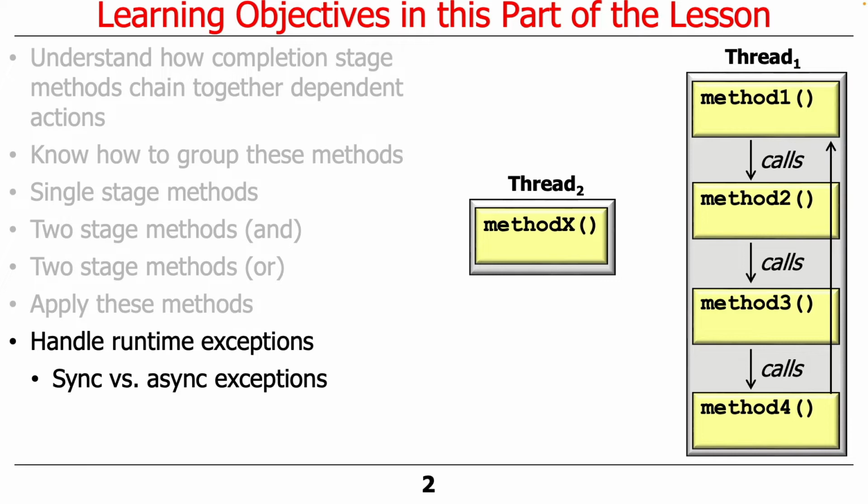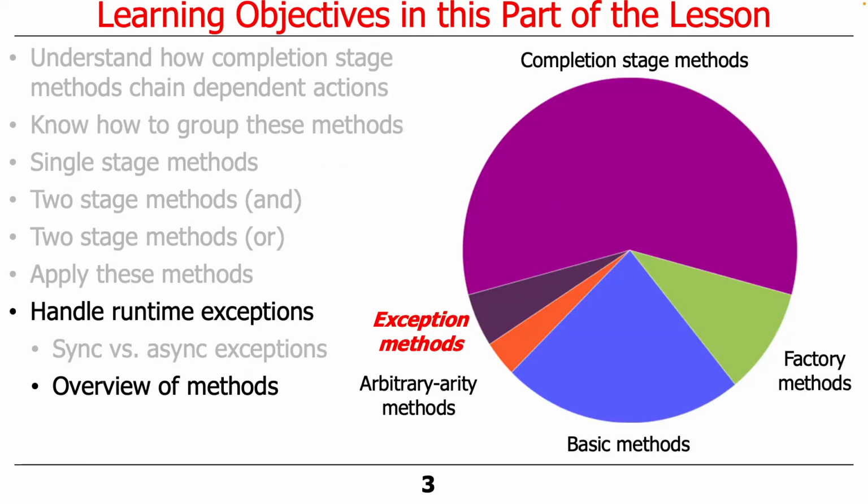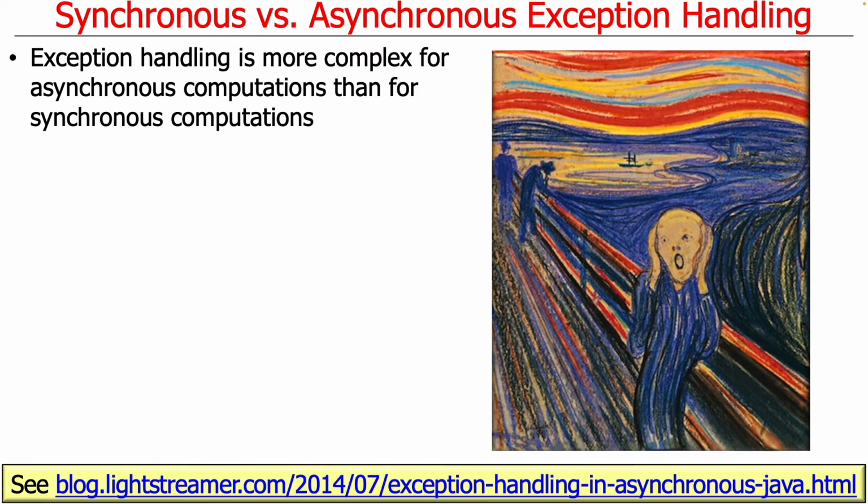And we'll start off first by discussing the subtle differences between synchronous exception handling, which is what you've probably been familiar with up to this point, and asynchronous exception handling, which you are probably not as familiar with unless you've programmed with something like completable-futures before. And then we'll also give an overview of some of the methods that are in the completable-futures exception handling bin of methods. So let's first start by talking about synchronous versus asynchronous exception handling.